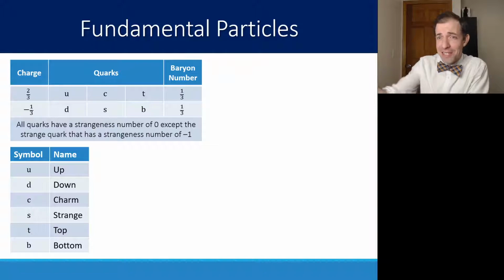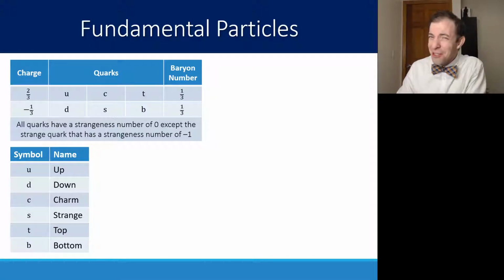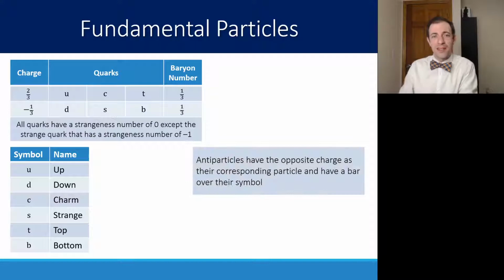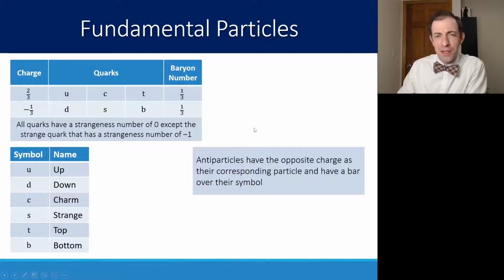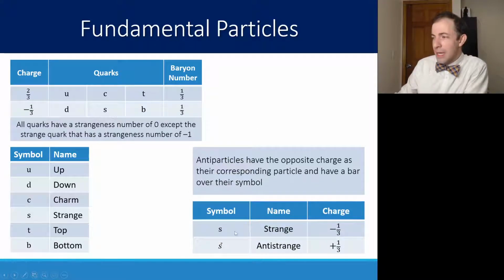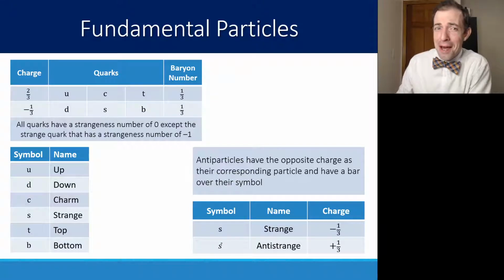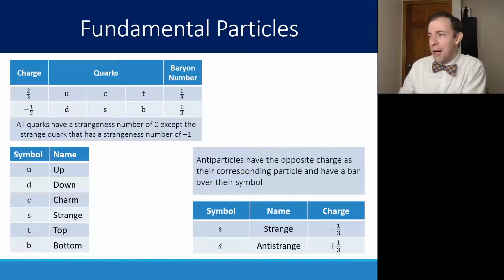Now, there are 6 quarks that are shown here, but there's actually 12 quarks because all of these quarks have an anti-quark. These antiparticles have an opposite charge to their corresponding particle, and they have a bar over the symbol. So for example, you can have a strange quark, which is a -1/3, or an anti-strange quark, which is just an S with a bar on the top, which is a +1/3. So you have an anti-up, anti-charm, anti-top, anti-bottom, anti-strange, and anti-down.